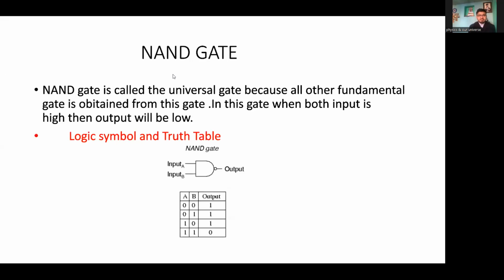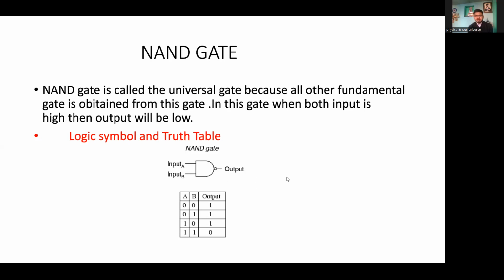All right, now another gate is the NAND gate. The NAND gate is called the universal gate because all the other fundamental gates can be derived from it. That's why we call the NAND gate a universal gate. In this gate, when both inputs are high, the output will be low. In all other cases, we get a high output voltage.